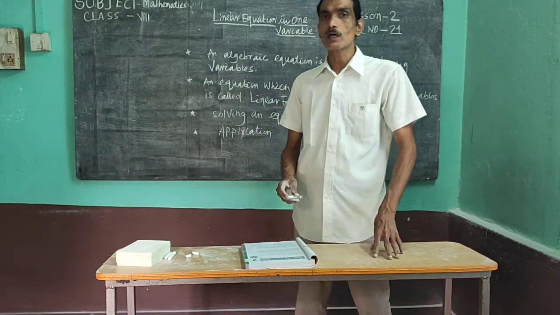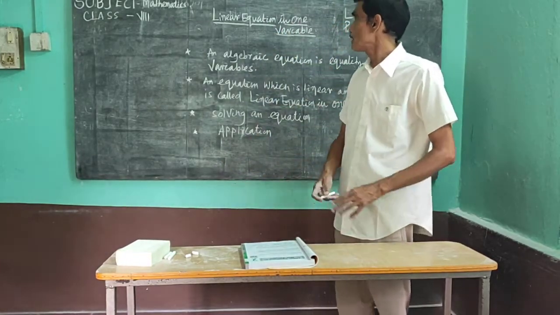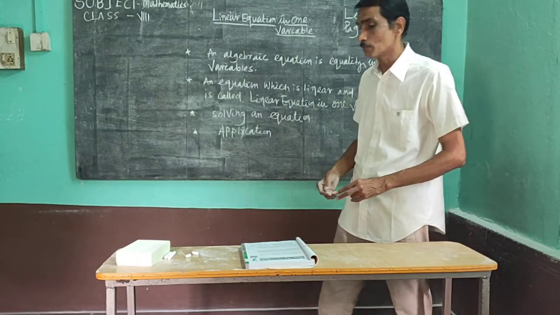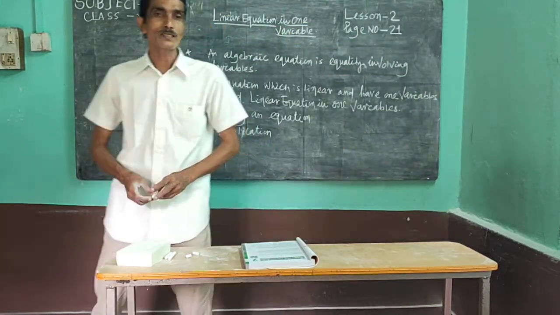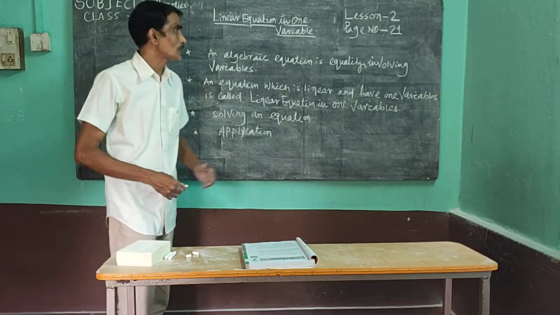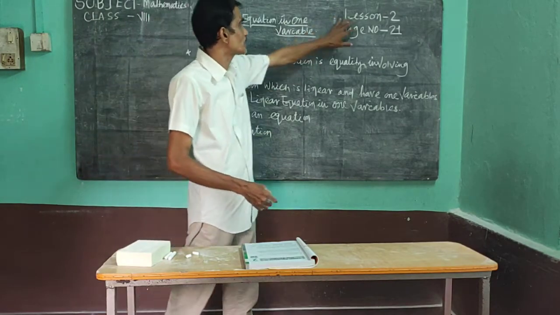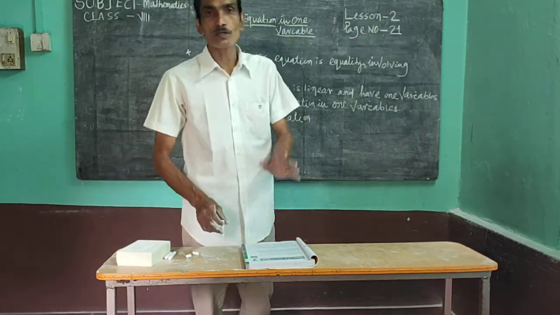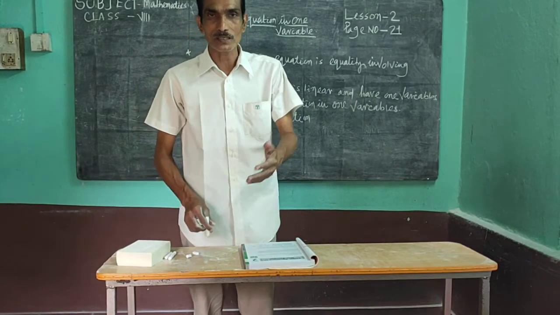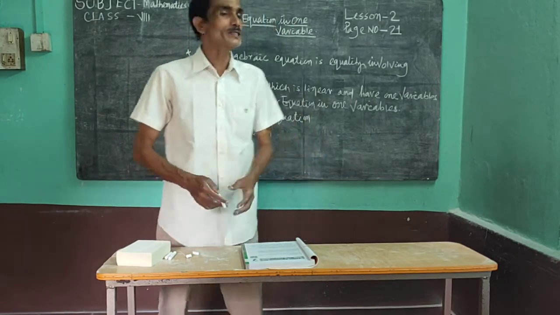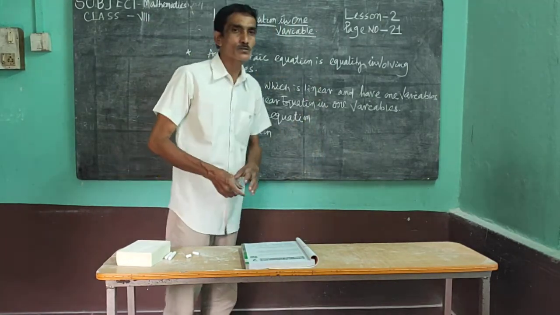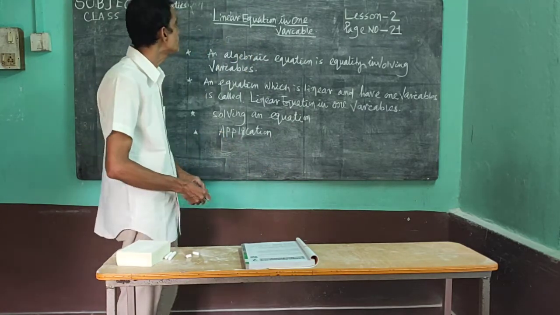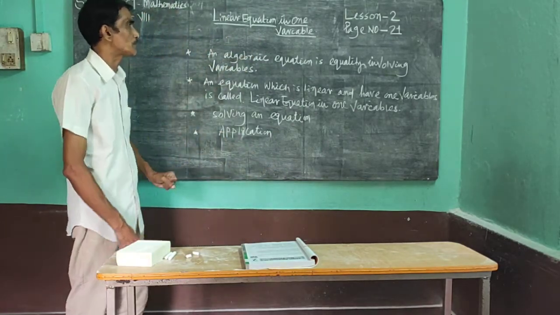Today we will learn lesson number 2, linear equation in two variables. This is class 8 and subject mathematics. You will get this on page number 21 if you go to your NCERT textbook, which is the prescribed book for you. Very interesting one, linear equation in two variables.